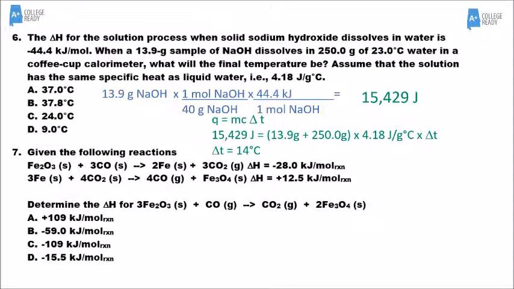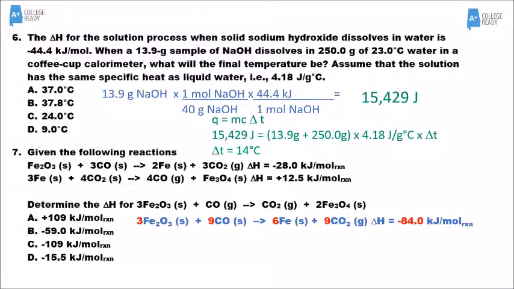Number 7 is a Hess's law problem where the students have to decide whether to keep or flip each one of the given equations to produce the target equation down here. We keep the first equation because Fe2O3 is on the left-hand side in both the original equation and in the target, but we multiply everything through by 3 because in the target equation it is 3 Fe2O3. So we do each one of the reactants and the delta H.